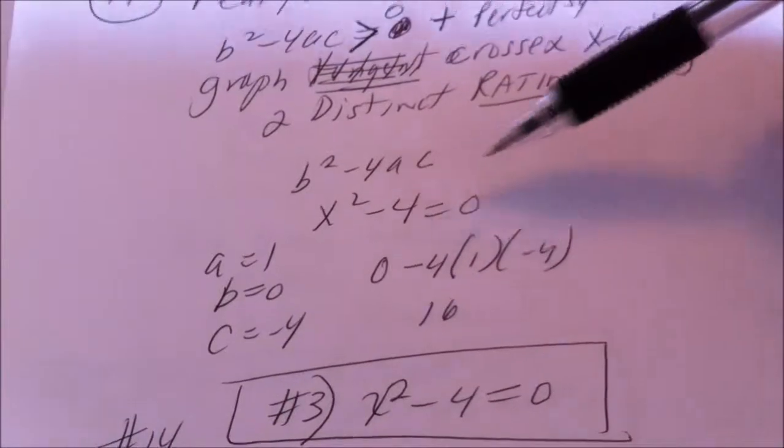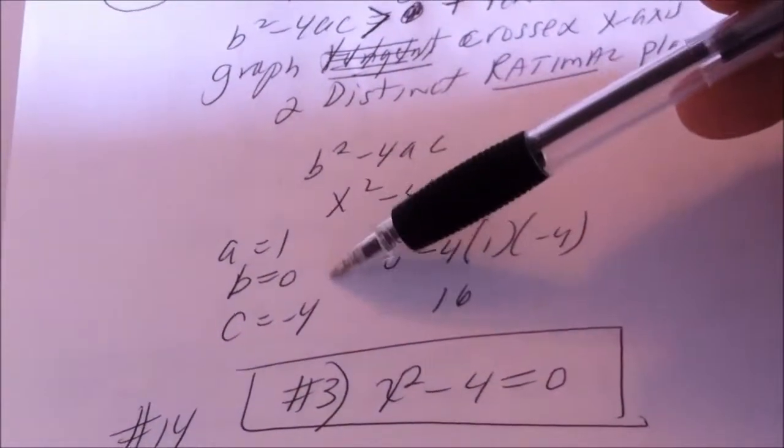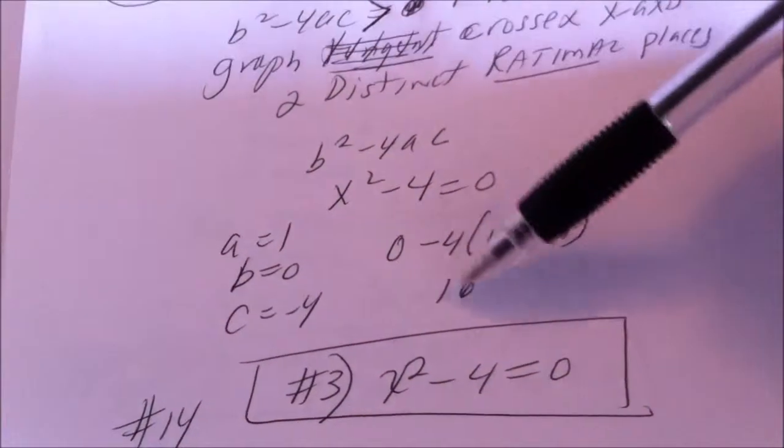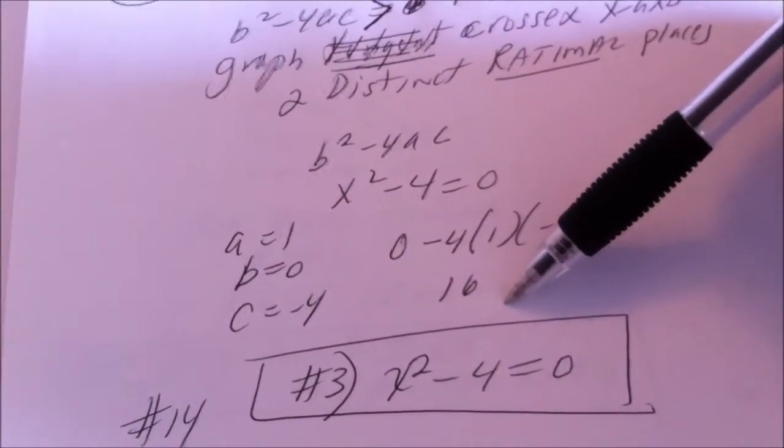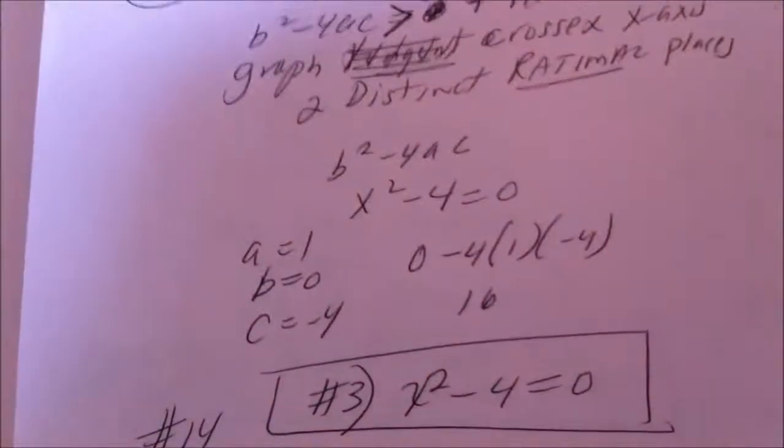So the best way to do this is to see where it crosses the x-axis, but if you want to do it algebraically, a is 1, b is 0, and c is negative 4. You would see that this particular quadratic gave me a discriminant of 16, which is a positive perfect square.